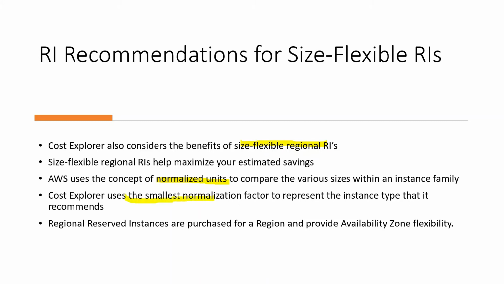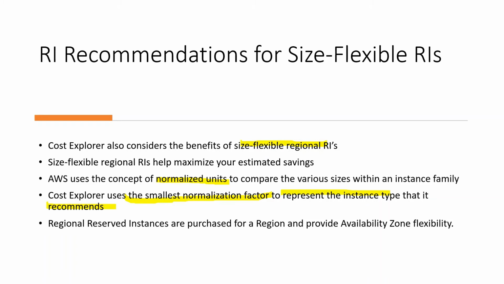And Cost Explorer uses the smallest normalization factor to represent the instance type that it recommends. As in the previous example, I split it into two. One part is to find the number of instance types needed, and the other is how to calculate the cost. For calculating the cost, we will use the normalization units in order to identify the normalized hours. And for arriving at the number of instances, we use the normalization factor. Using that, you have seen how we arrived at the total number of instances of the lowermost type in the family that is required.